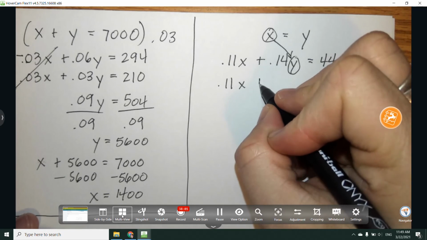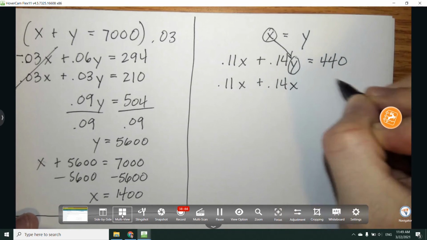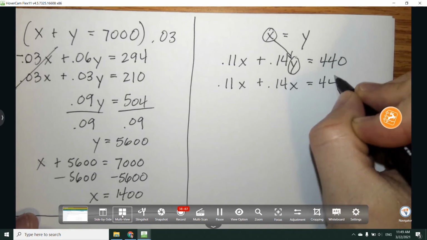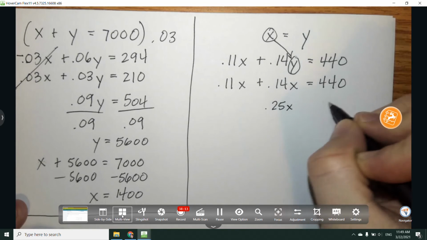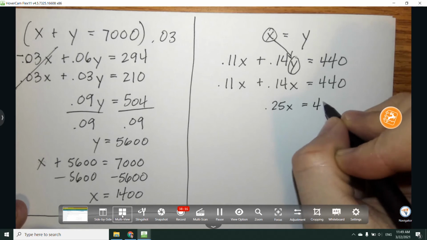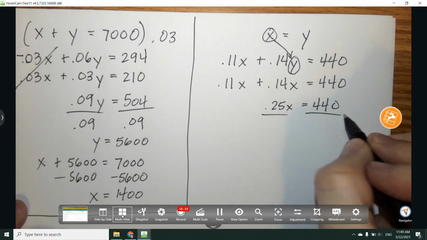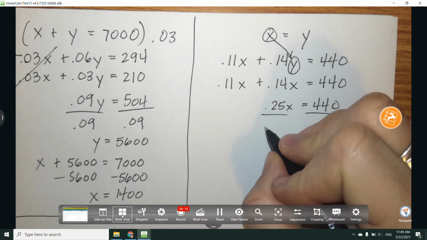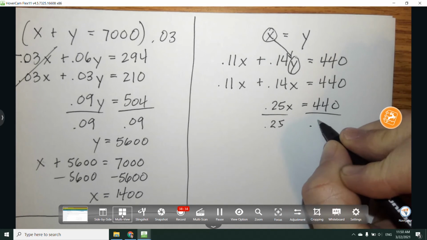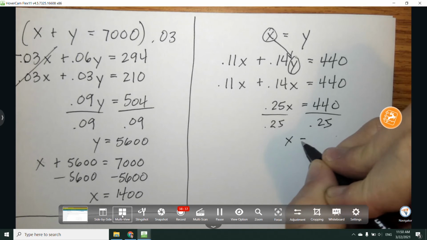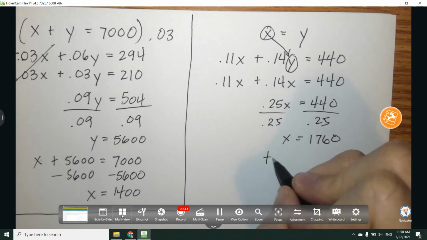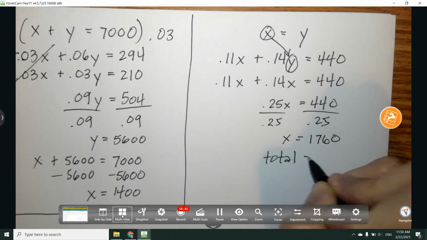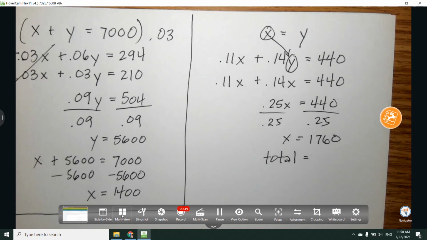And call this 0.11x plus 0.14x is equal to this 440. If we add these two together, that gives us 0.25x is equal to the 440. And so we're just going to divide both sides by 0.25. And that means that in each investment, we should have 1,760. And then our total is going to be 2 of those. So we can either multiply it by 2 or add another 1,760 to this, which is going to give you 3,520.